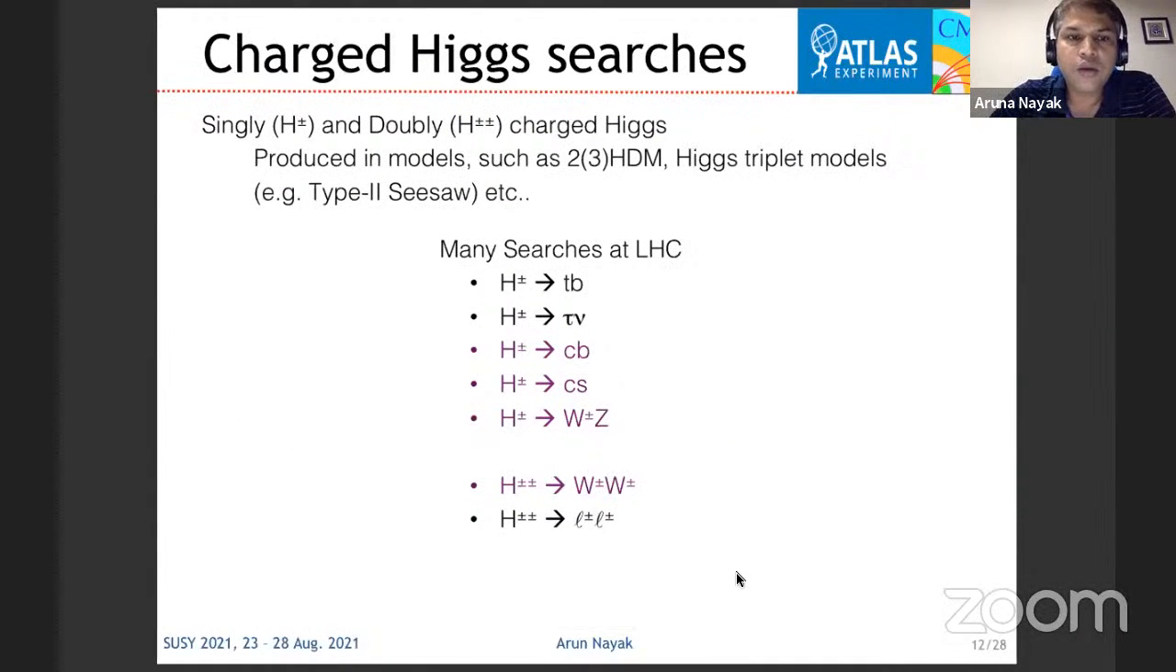Okay, now let's come to the charged Higgs searches. Both singly and doubly charged Higgs are expected in many models, like the two Higgs doublet model, three Higgs doublet model, and Higgs triplet models like Type 2 seesaw models and so on. So we have many searches again at the LHC. These are listed here, and I will highlight some of the more recent ones.